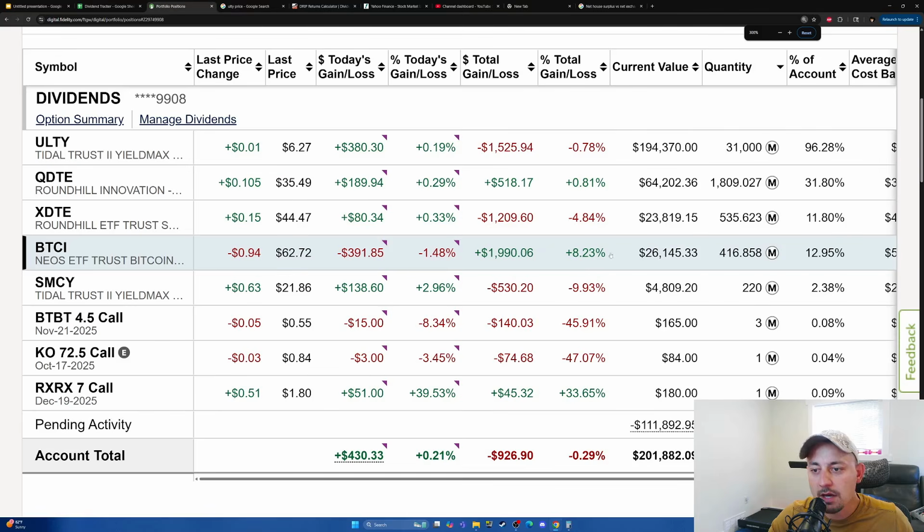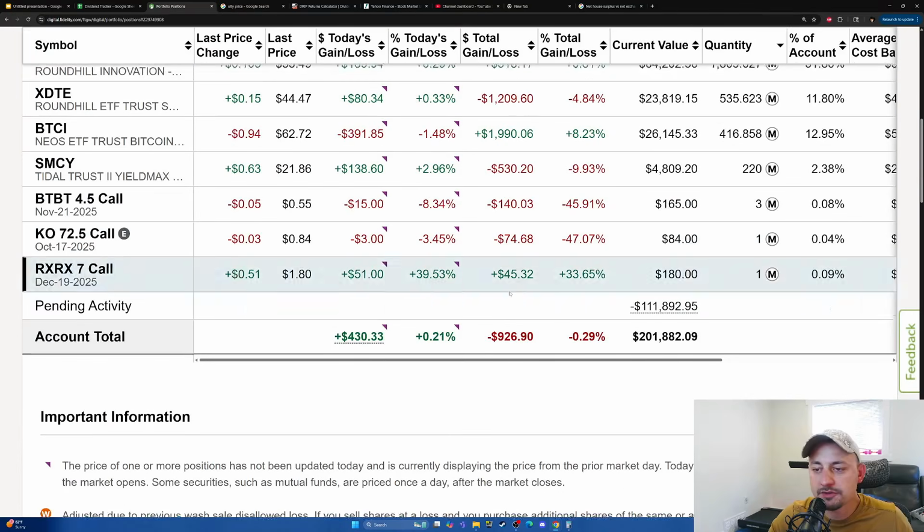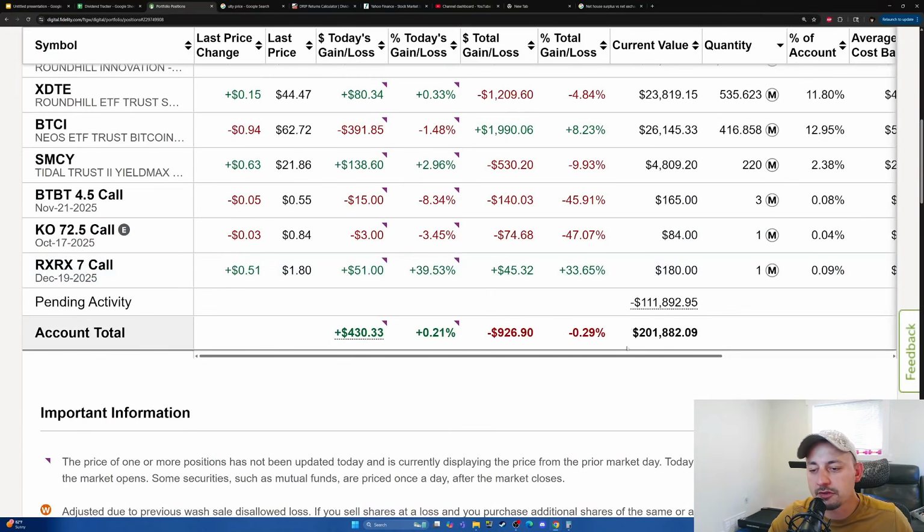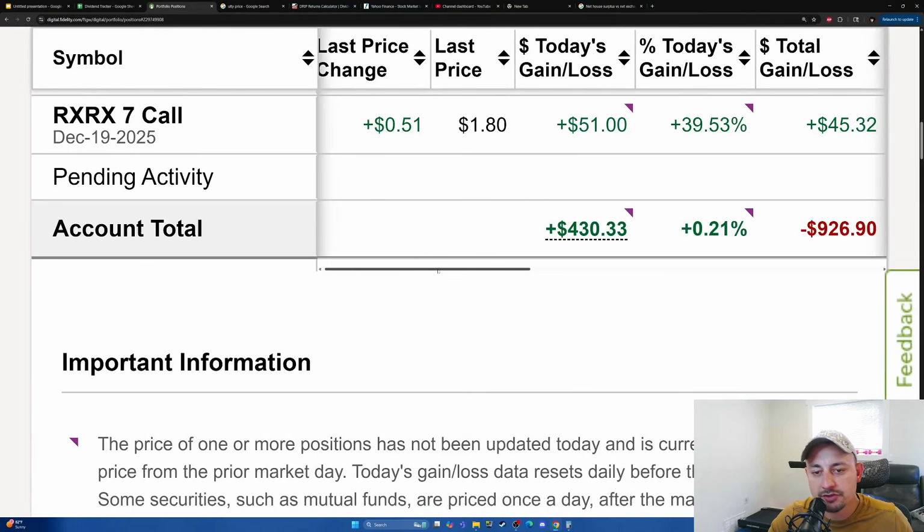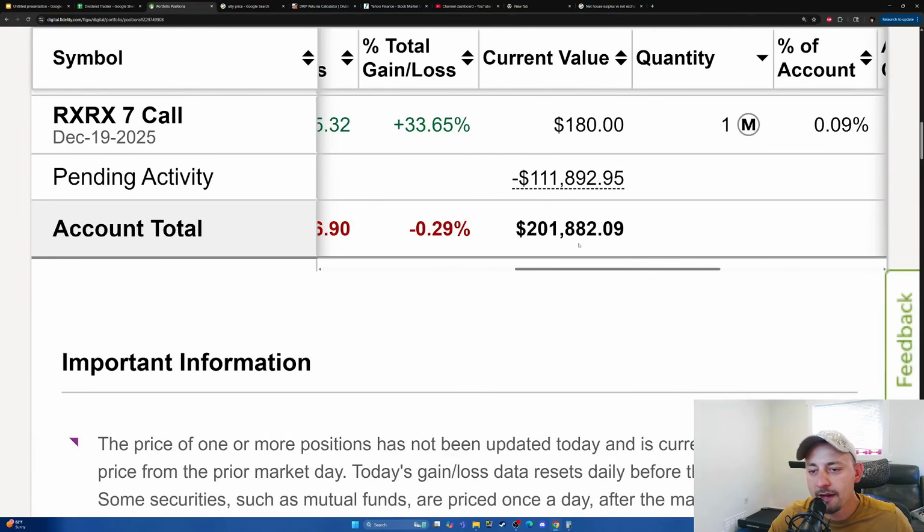If you look on the bottom of the screen, you can see there's 2 numbers here. The one on the very bottom in the bold is $201,882, and I'll just zoom in here a little bit. This is my own money that is in this account. Now we are using margin, so that means we are borrowing the money from Fidelity, which is my broker, and investing into these funds. And that money represents $111,892. So that's what I have on margin.